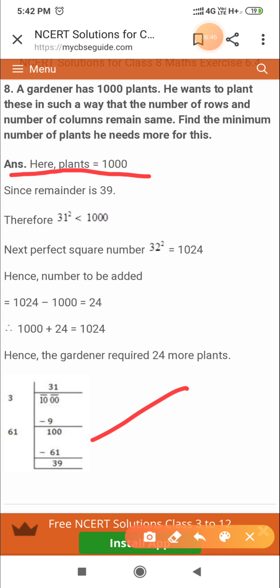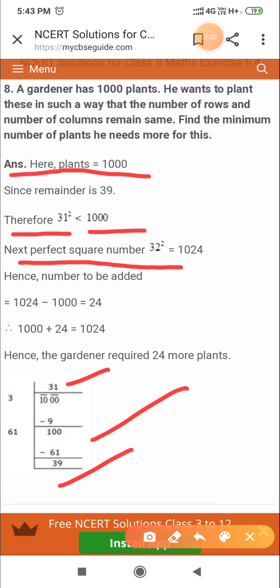Since we all know that it is not a perfect square number, we have 39 as the remainder and 31 as the quotient. It means 31 squared is less than 1000, and the next perfect square number is 32 squared, which is 1024. Then we subtract these two numbers, 1024 minus 1000, and we have 24. So the gardener requires 24 more plants for this.